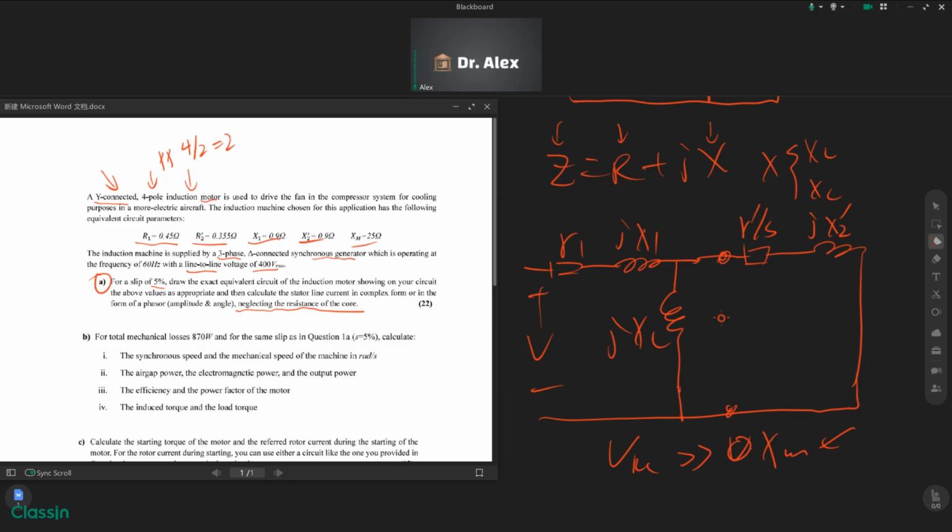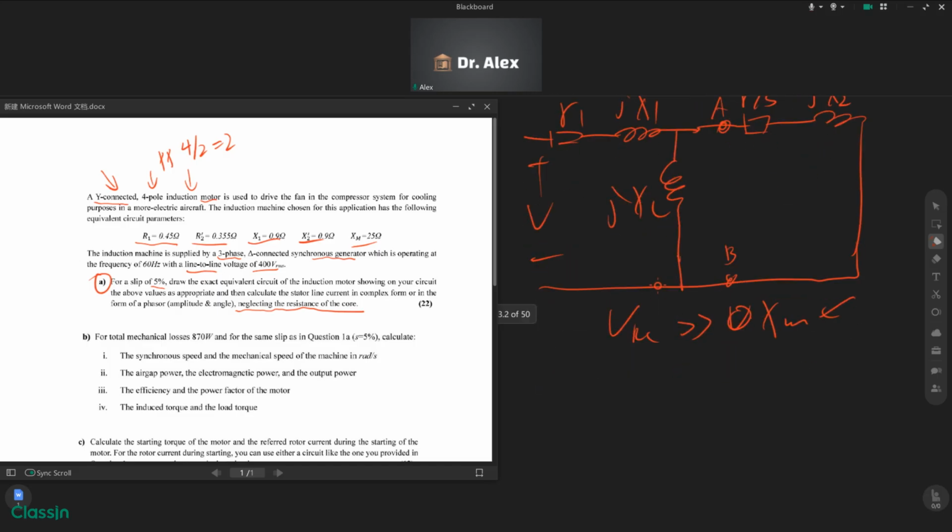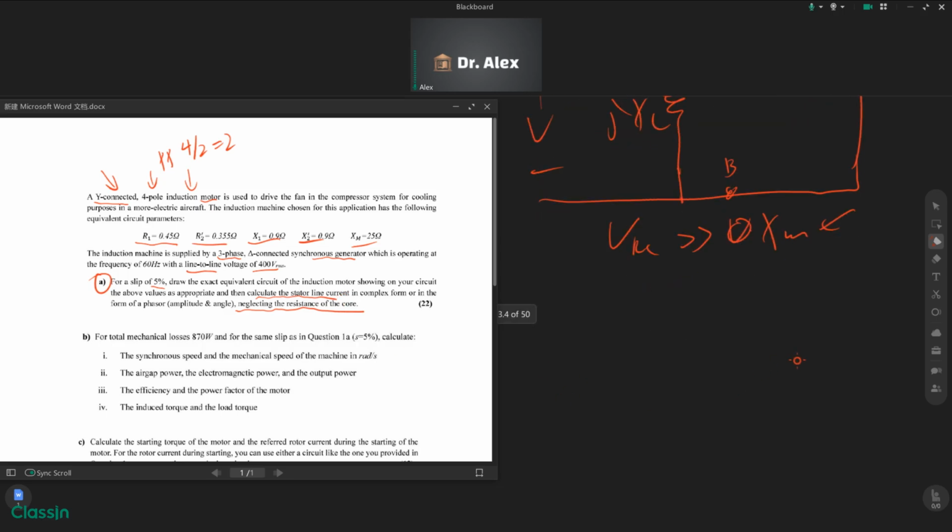Be careful about these two parts. It's A and B. At the left of A and B, it's the stator. At the right side of A and B, it's the rotor. All right. So secondly, it asks us to calculate the stator line current.